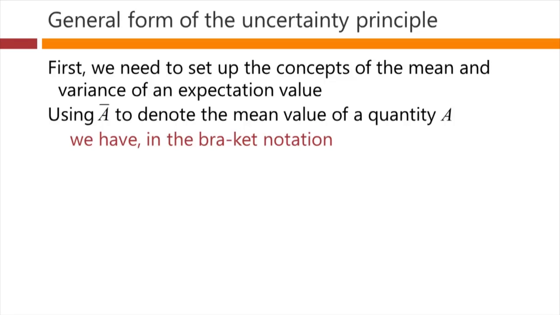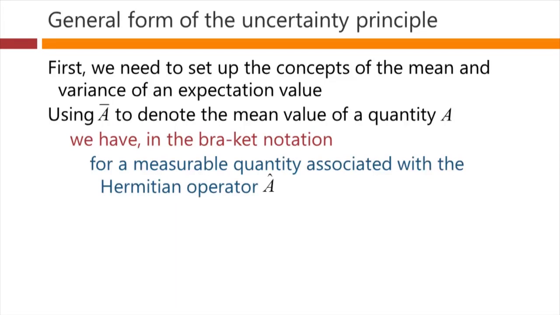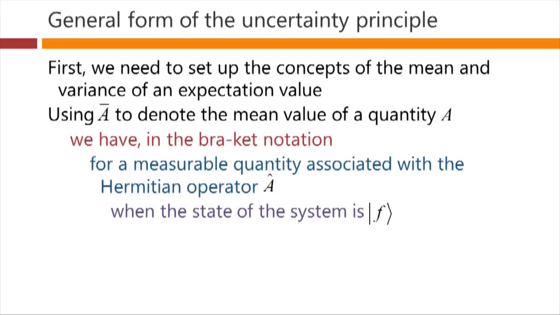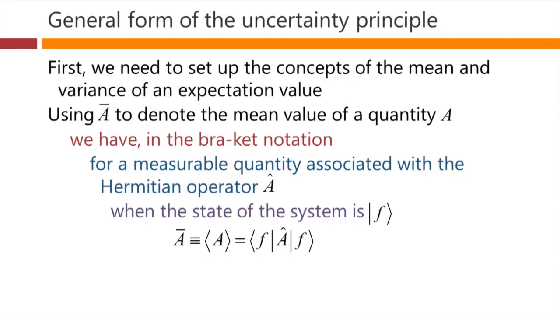And in bracket notation, for a measurable quantity associated with the Hermitian operator A, when the system is in the state F that we keep preparing it in to repeat our experiment here, A bar will be the same thing as what we've been calling the expectation value of A, and for a state F, that's just this entity here: F as a bra vector, A as an operator, and F as a ket vector.